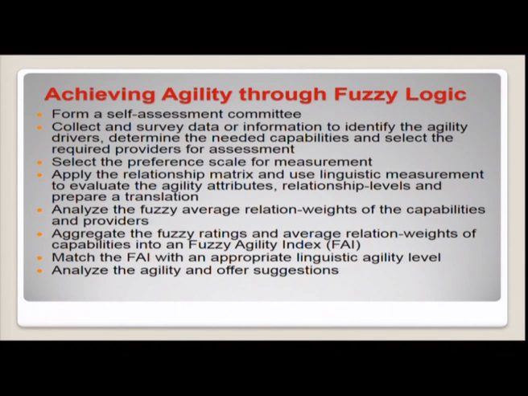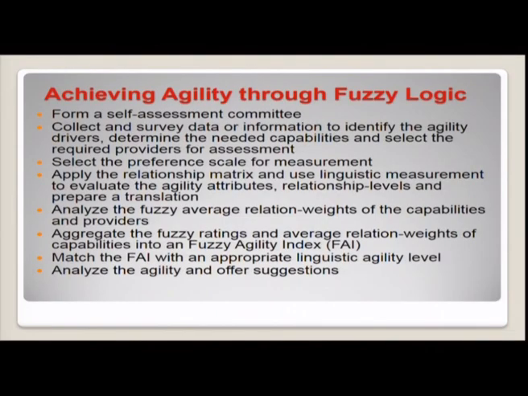So we need to form a self-assessment committee. Then we need to collect and survey data or information to identify the agility drivers, determine the needed capabilities, and select the required providers for assessment. We need to select the preference scale for measurement. We need to apply the relationship matrix and use linguistic measurements to evaluate the agility attributes and relationship level, and prepare a translation.